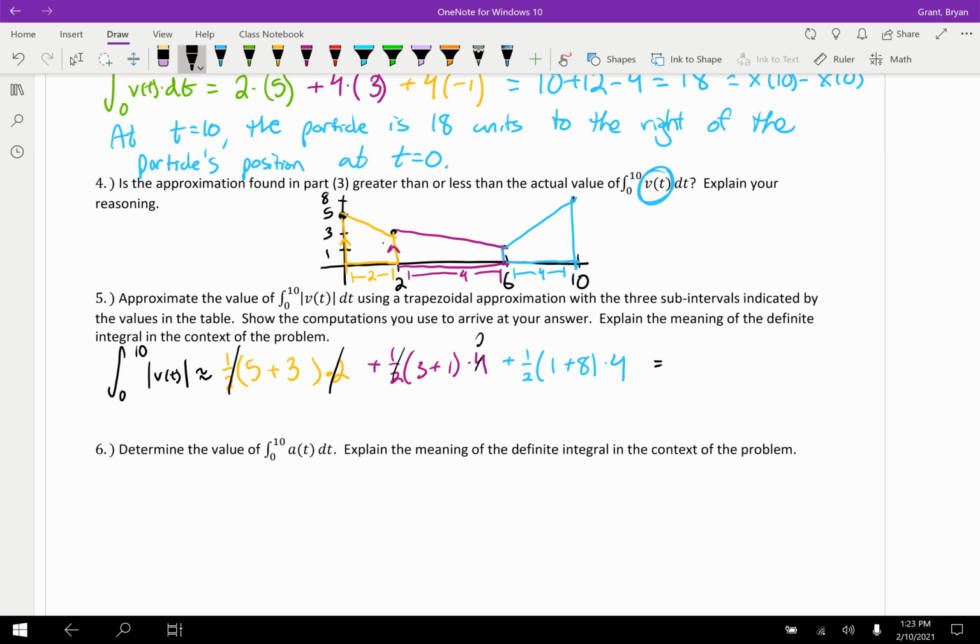This becomes a 2. That becomes a 2 as well. So we get 5 plus 3, which is 8. And then 4 times 2 is 8. And then 9 times 2 is 18. So we have 16 and 18, which is 34.